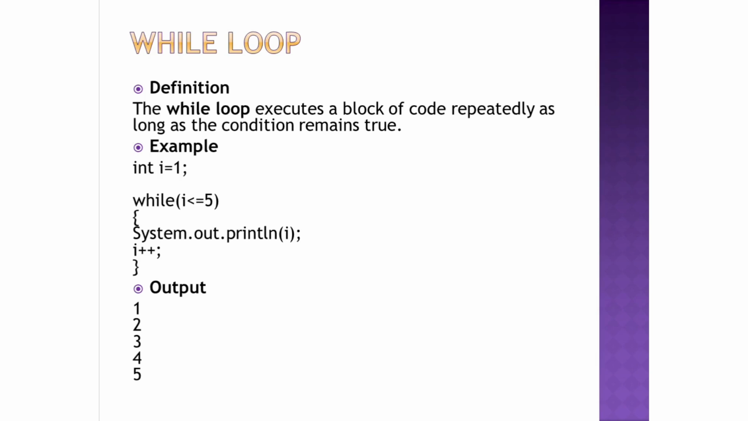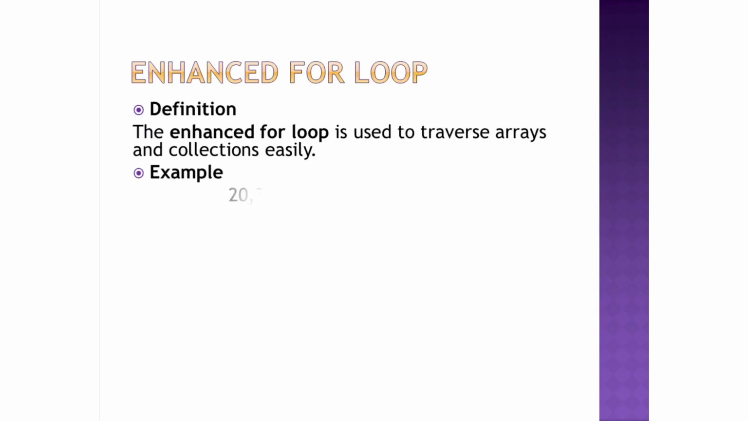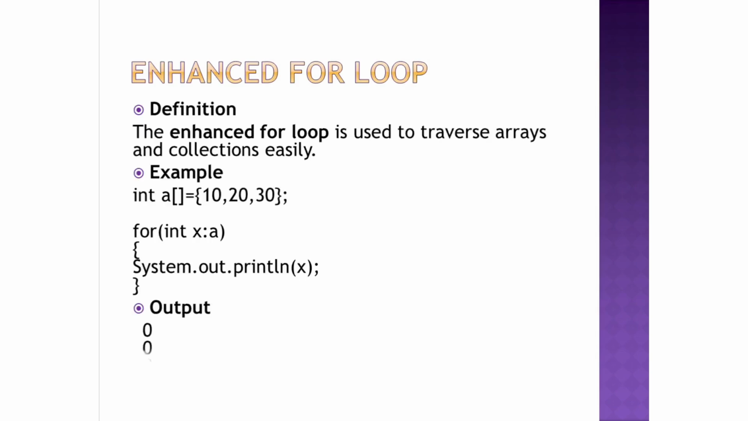Next one, the enhanced for loop. This loop is mainly used to traverse arrays and collections. It makes the code simpler because we don't need to write an index variable like i. Look at the example. We have an array containing 10, 20, and 30.